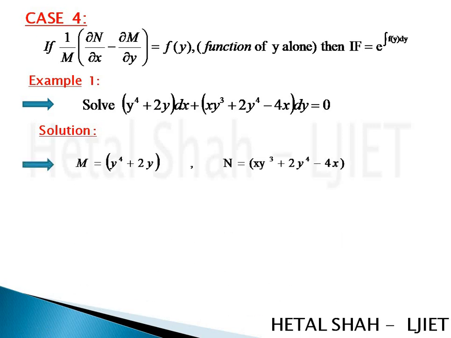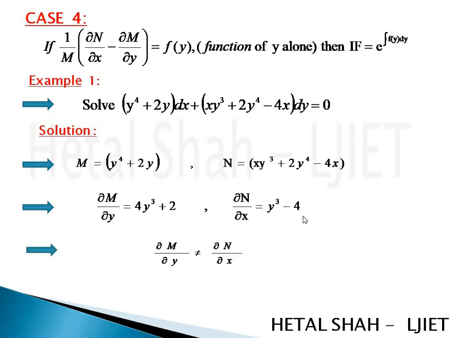For that, we start with m and n. Multiple of dx is m, multiple of dy is n, right? Now del m by del y. The derivative of m with respect to y is 4y cube plus 2 here, and the derivative of n with respect to x is y cube minus 4 here. Both are not equal. So the given differential equation is not exact.